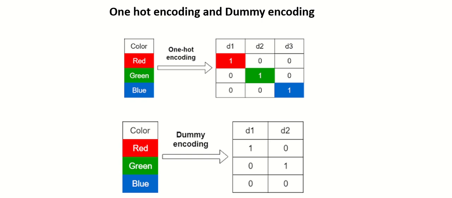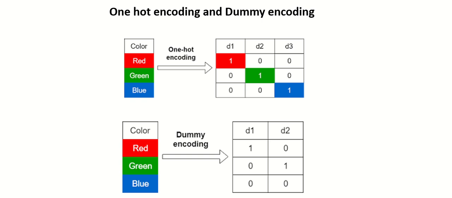Imagine we have a list of colors: red, green, and blue. The one hot encoding process takes each category and turns it into a binary vector. This means that we create a separate column for each category and use 1 to mark its presence and 0 to mark its absence. On the screen, you can see the color column with the three different categories.